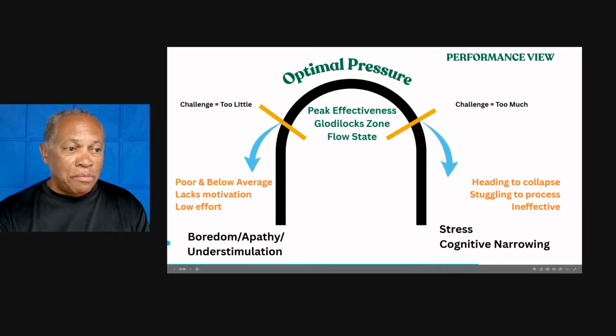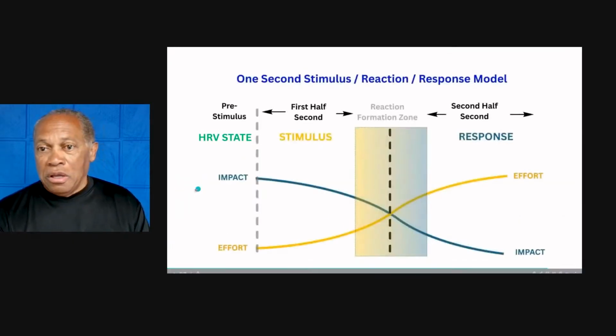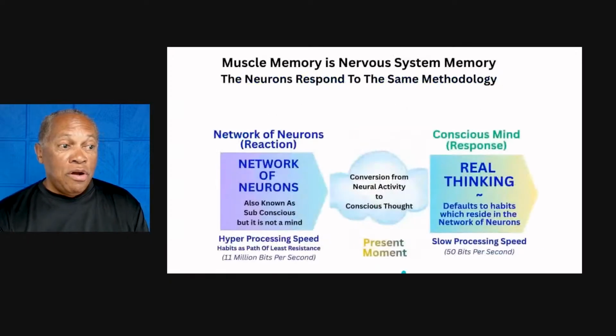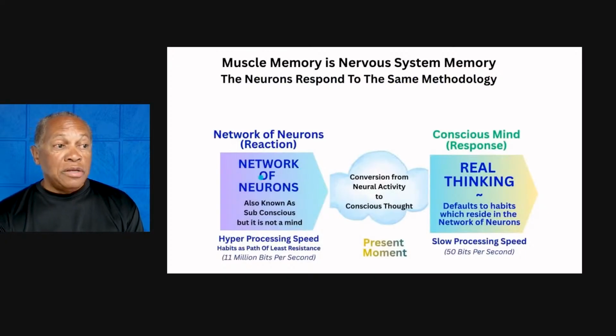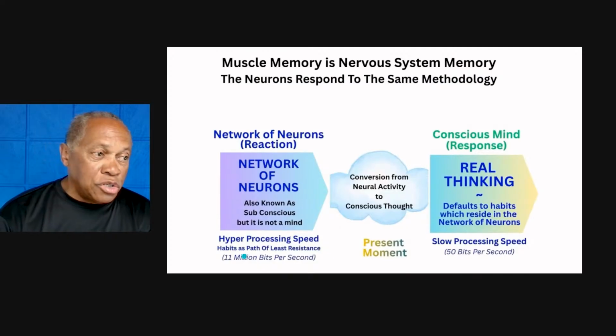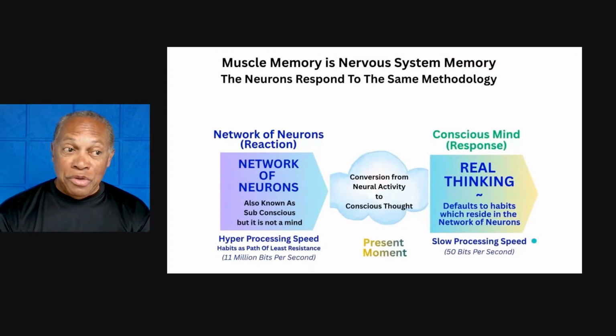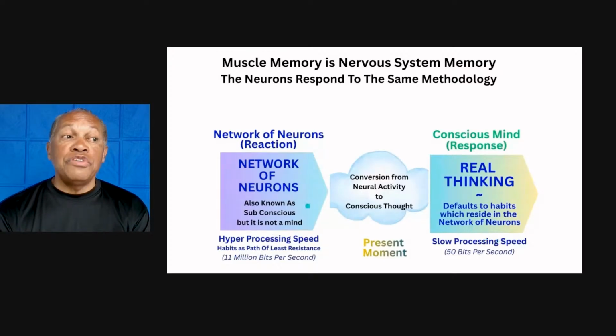And that's when I talk about the high impact, low effort in the network of neurons side, and the high effort, low impact on the conscious mind side. Once it gets passed from the network of neurons side over to the conscious awareness, the effort goes up, because we're talking about 11 million bits per second processing speed over here versus 50 bits per second over here. So the leverage is massive, 200,000 times faster, and potentially more content being processed over here.